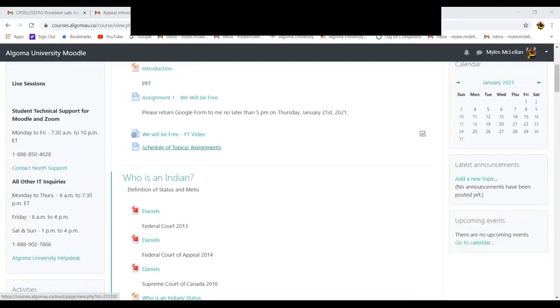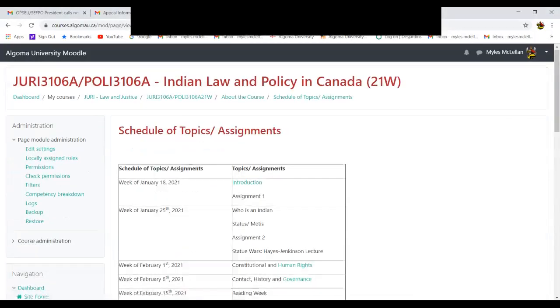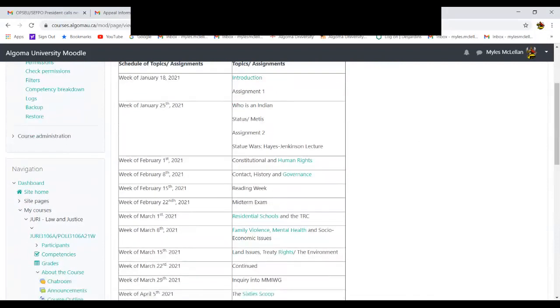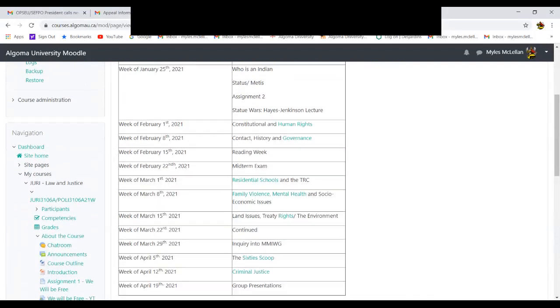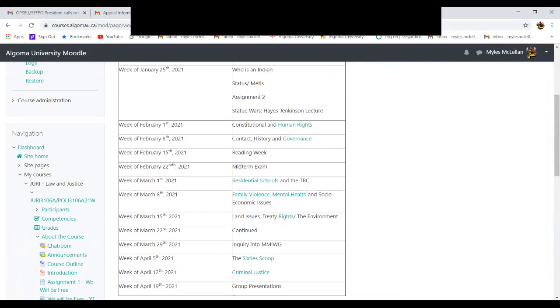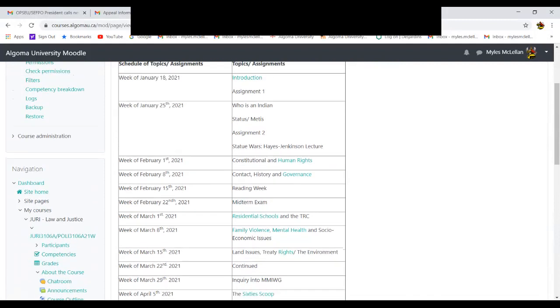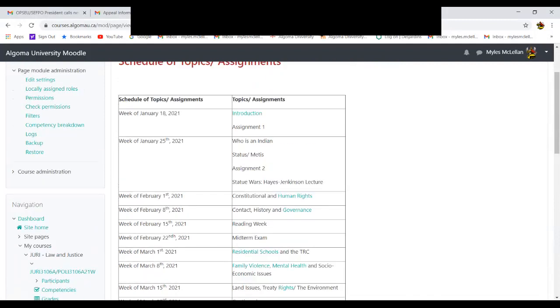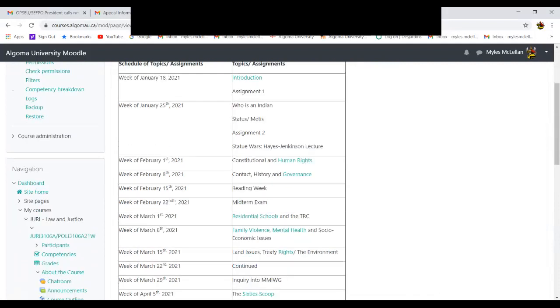There's a schedule of topics on Moodle. So here's what this is. This is where I've tried to tell you exactly what topics are going to be discussed on these particular weeks, right? So we should be pretty close to maintaining this schedule. It may change, or there may be some things that run over into the next week.